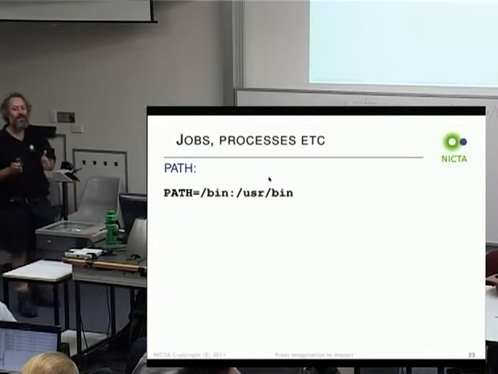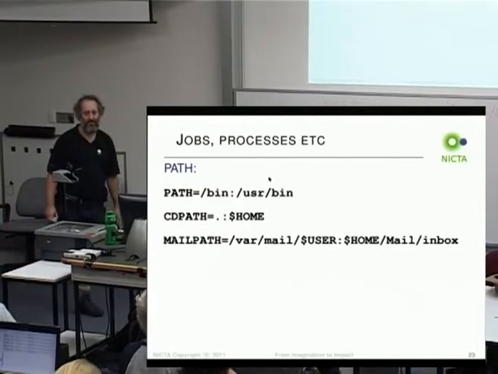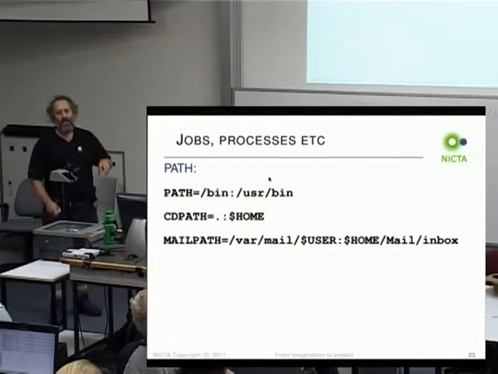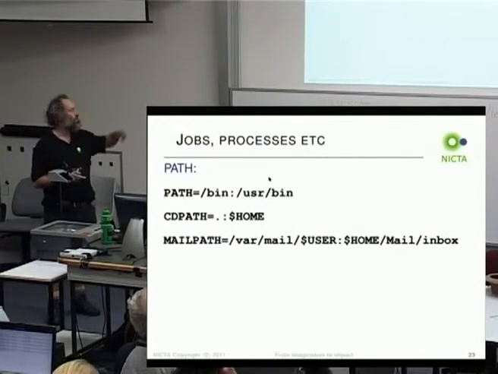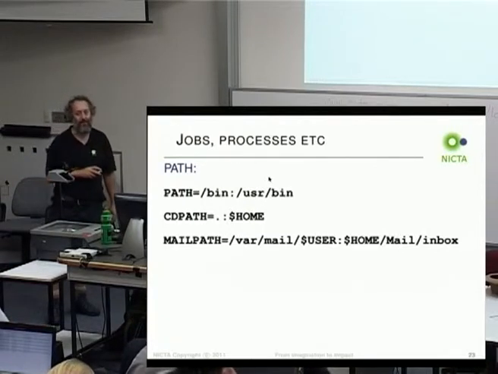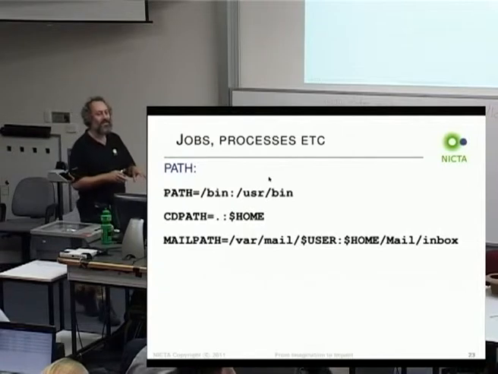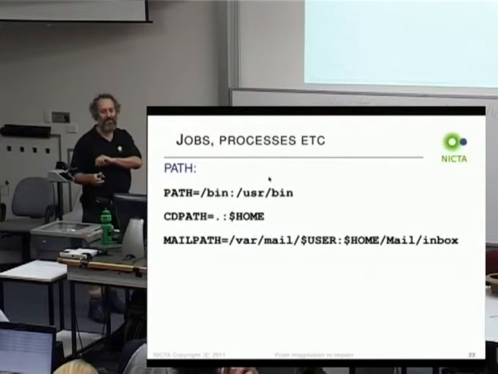There are a few other path-like variables. One of them is cd path. This one's useful. When you type cd to change directory, the name you give that will be searched for in cd path. Now you'll notice that dot's in cd path, but dot is not in path. That's deliberate. If you cd to something, you expect to be able to, from a current directory, get to subdirectories of that current directory. So you want the current directory in cd path.